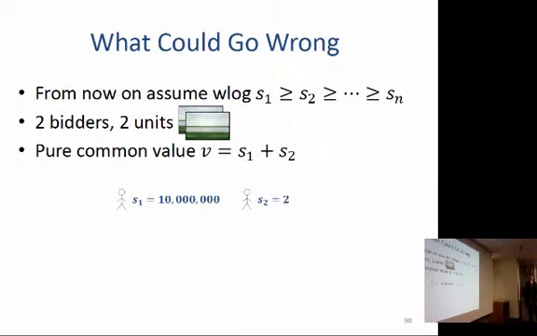So, from now till the end of the talk, I'm just going to assume that S1 is the largest signal and Sn is the smallest. Okay, so everything is renamed. I have 2 bidders and I have 2 units, 2 copies of my photograph, and I have a pure common value, which is the sum of the signals.